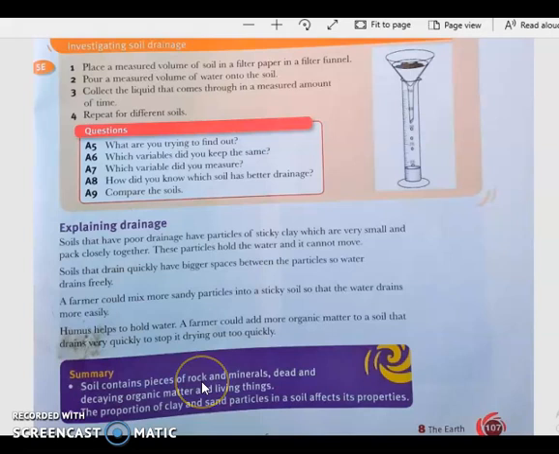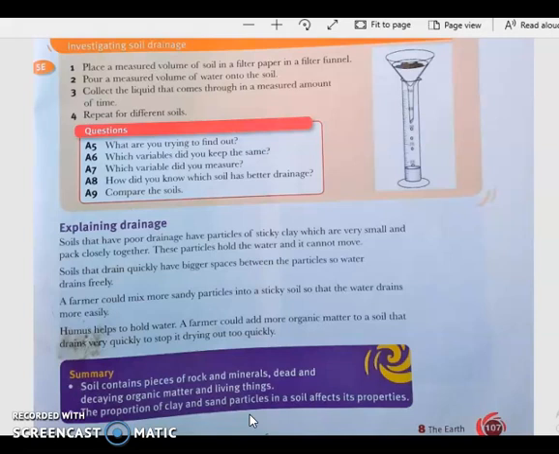So soil contains pieces of rock, minerals and dead animals and plants, and decayed organic matter and living things. The proportion of clay and sand particles in the soil affects its properties. Right, what percentage of clay soil there is, or sand soil. If clay is more, that indicates it can hold more water but the drainage system will be very poor. If that particular area contains sand particles in the soil, it means it will drain too quickly but it will not hold water for a long time.